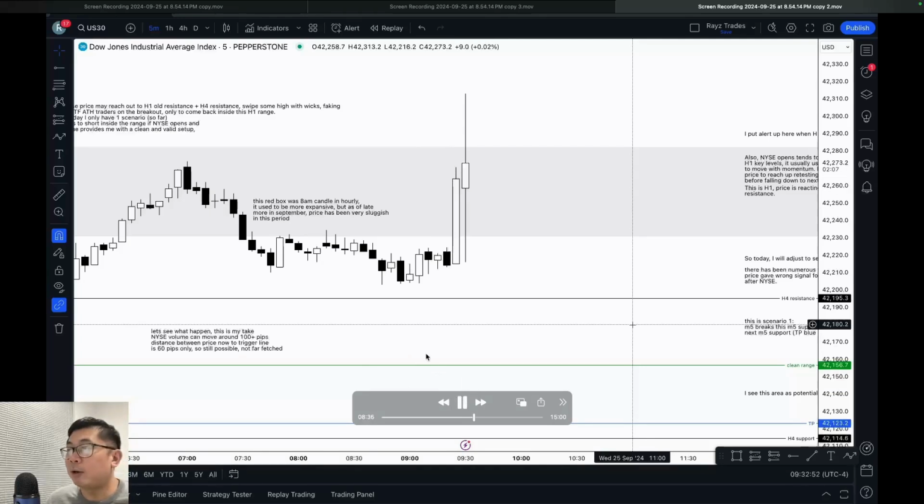Okay, now for those of you that have been following me and have been watching my live trade, the way I take my setup, I always take a trade when a 5 minute candle closes below this green line, a clean range line for a short, or above this clean range line for a long.